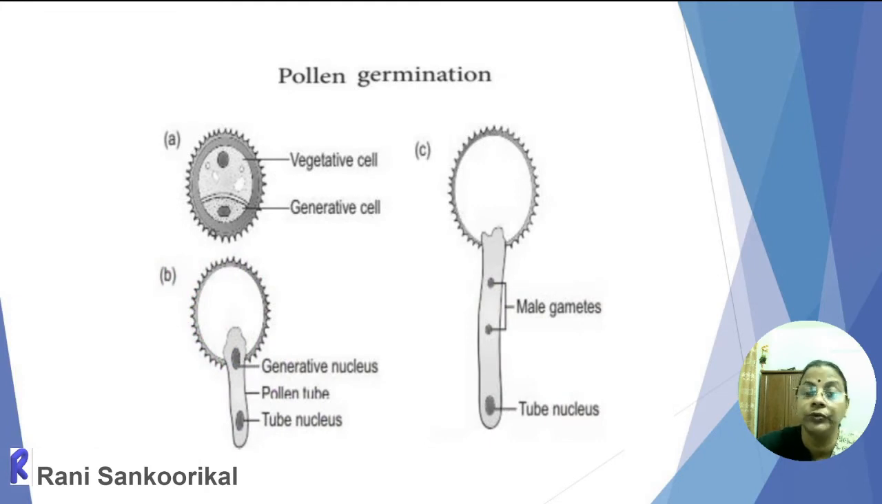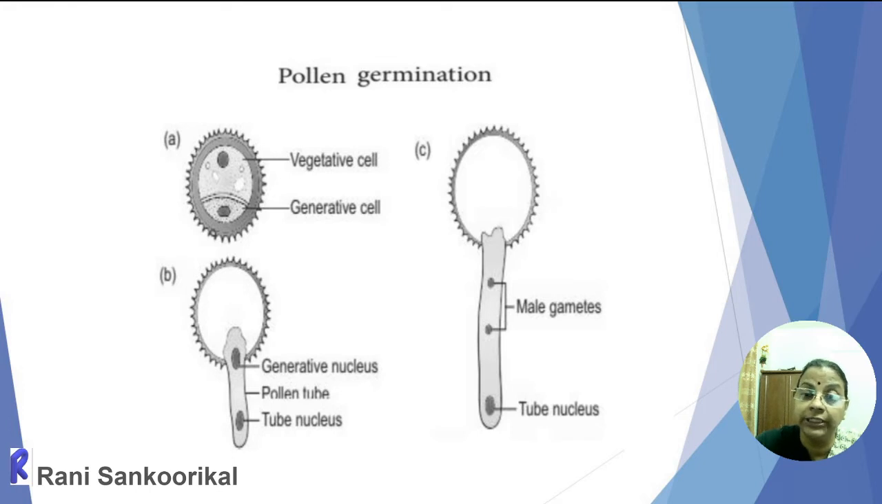Now I am going to show the diagram, because always for the practical they will ask, describe the main characteristic features or comment on the pollen germination along with the diagram. Since we cannot conduct the practical session, mostly objective questions only will be there. So this is the external structure of a pollen: exine, intine, a vegetative cell and a generative cell. Sometimes diagram based questions will be asked, so you have to label it.